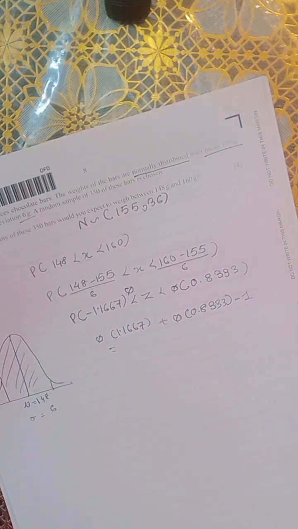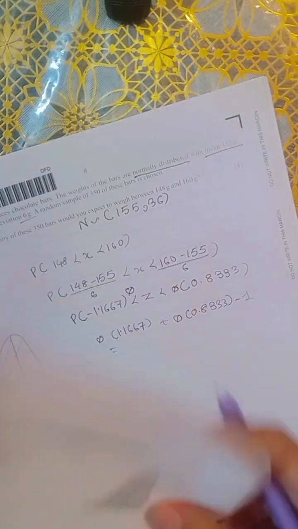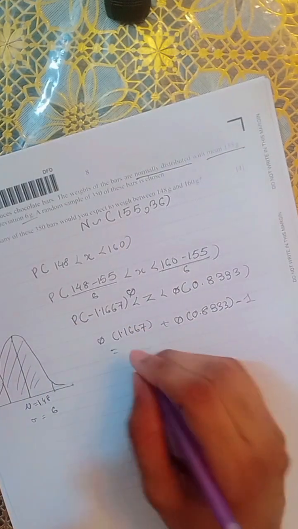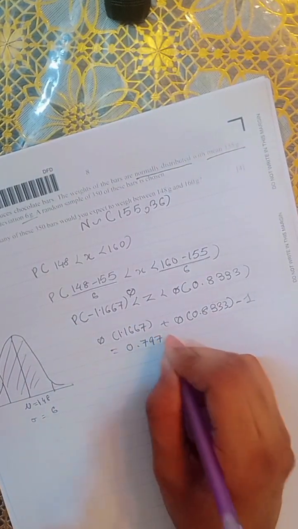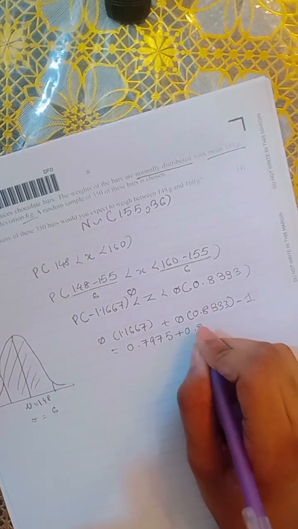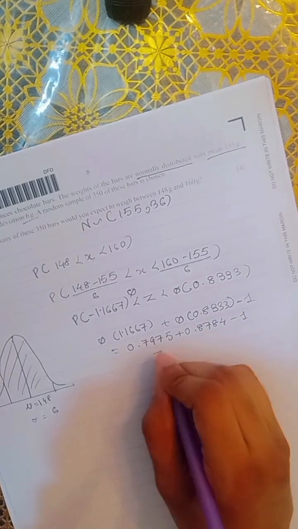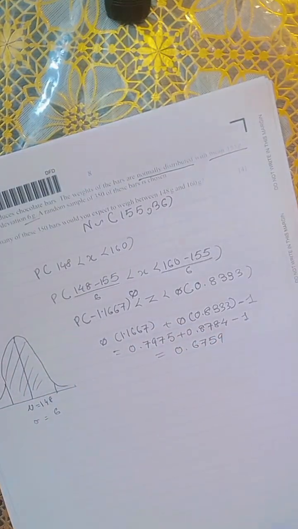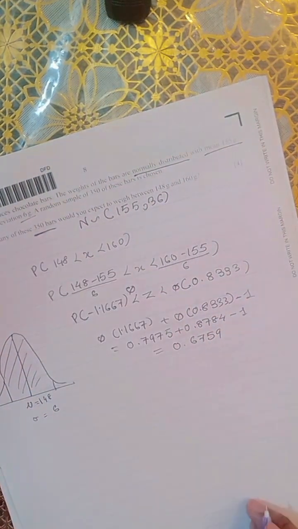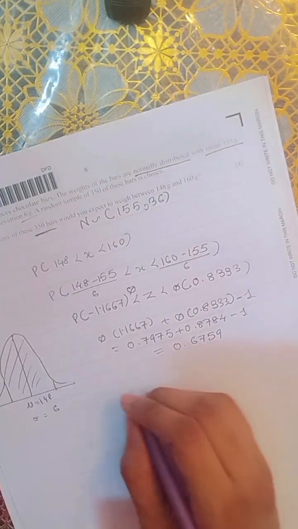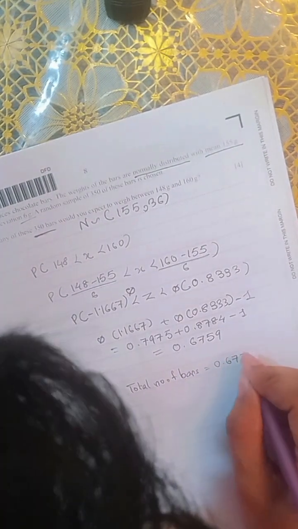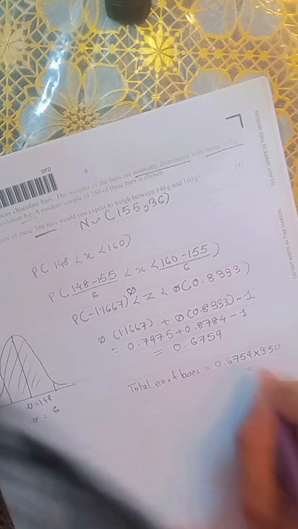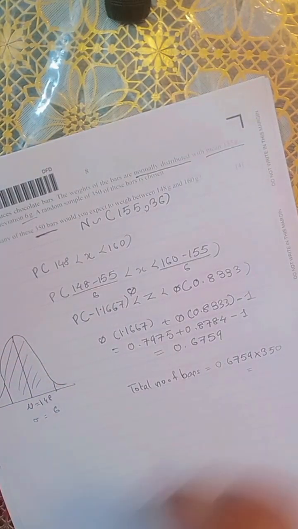Now, again, use the sheet or calculator, whatever you want. Then we get 0.7975 plus 0.8764 minus 1. We do all the math, we get 0.675, which is the probability. But it says how many of these 350 bars. So if you multiply this by 350, that's basically the total number of bars which fits in this scenario.